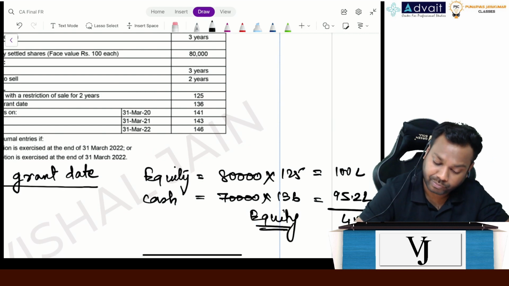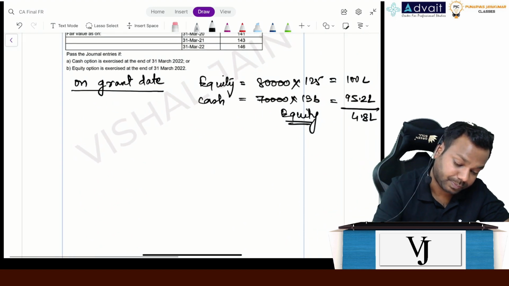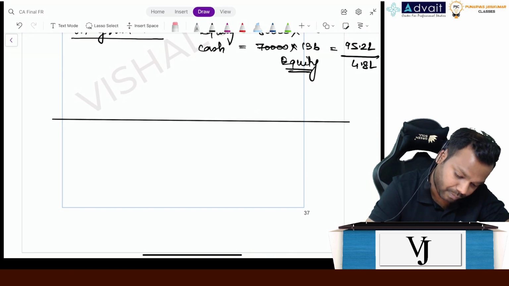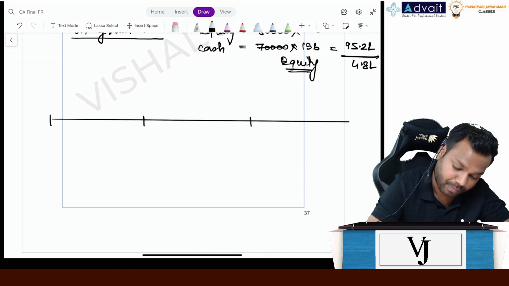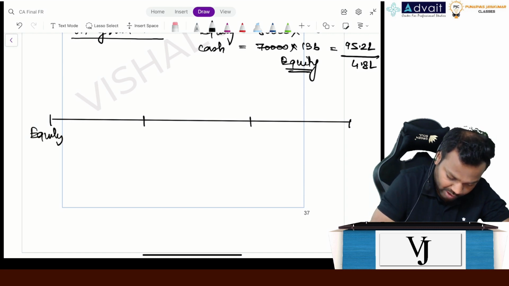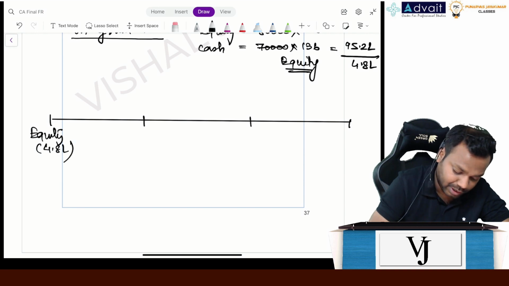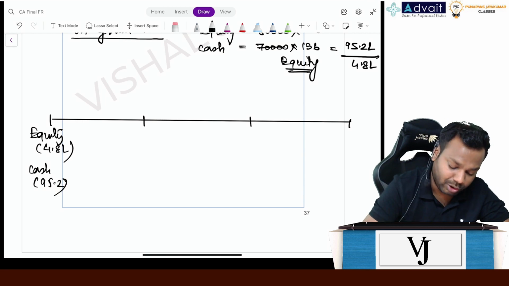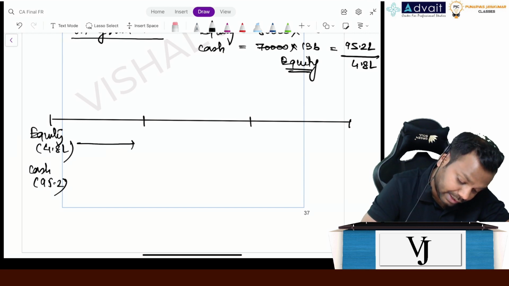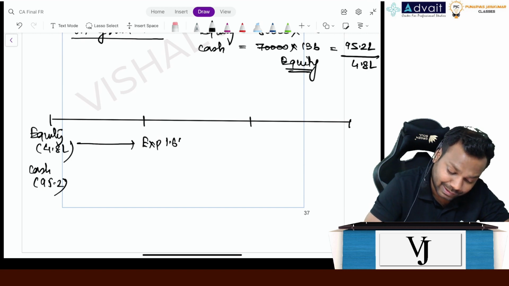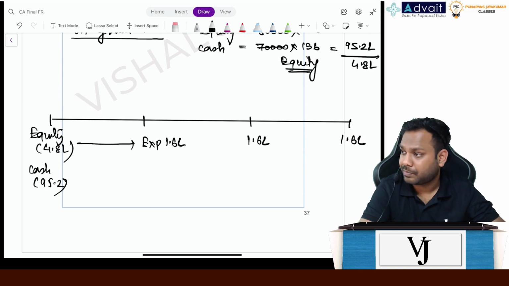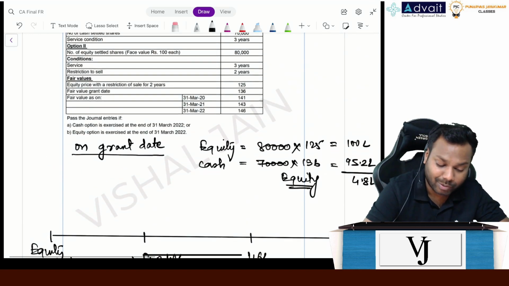Clear? Now here you will say your equity is valued at 4.8 lakhs and your cash is valued at 95.2 lakhs. Right? Now how will you recognize the expense? Expense will be how much? 1.6 lakhs. Expense will be 1.6 lakh over the 3 years. Now for cash, it will not be that way.